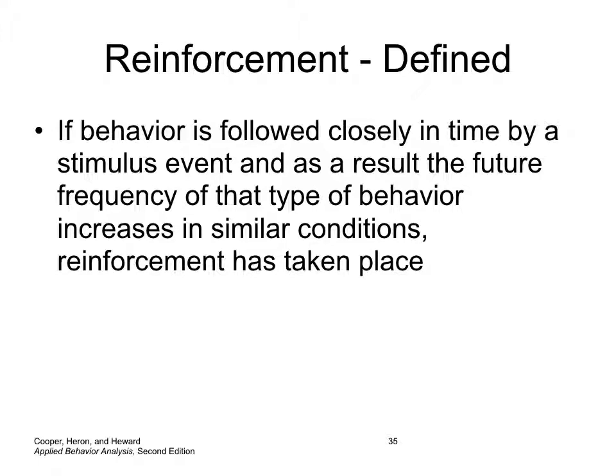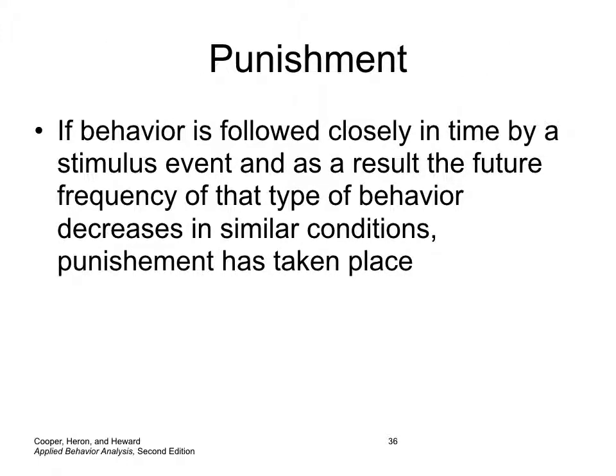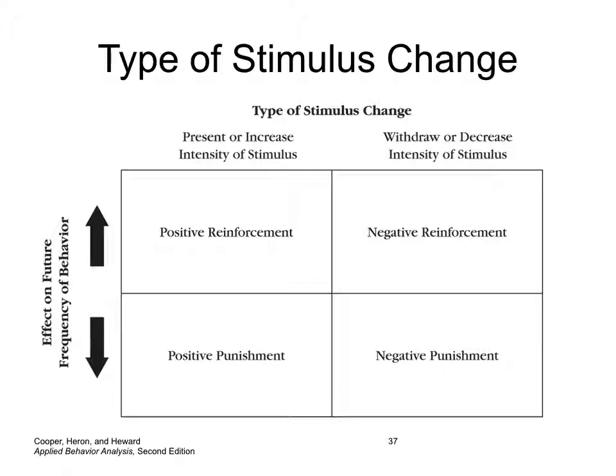Operant conditioning includes both reinforcement, the effect of which is a behavior increase, and punishment, the effect of which is a behavior decrease. So as you see in this figure, the term positive refers to the presentation of a stimulus event. The term negative refers to the removal of a stimulus event.